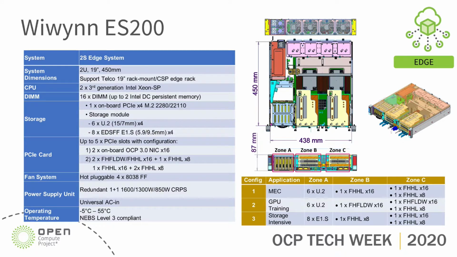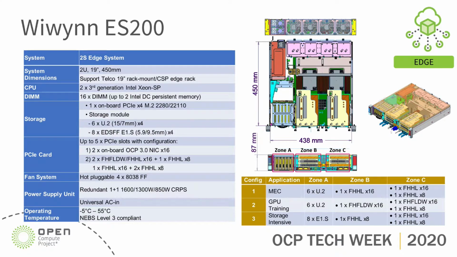In the frame, the ES200 is designed with hot plug for 4 pieces of 80 millimeter form factor fans. The power supply supports 1+1 redundancy with 3 kinds of power rating capacity: 1600, 1300, and 850 watts in CRPS power supplies. Meanwhile, because of the widely deployed edge environment, it will support universal AC input to fulfill worldwide requirements. For operating temperature, because as mentioned the edge installation conditions could be harsh, the operation temperature is a wide range from -5 degrees Celsius to 55 degrees Celsius. The ES200 also supports NEBS level 3 compliance.